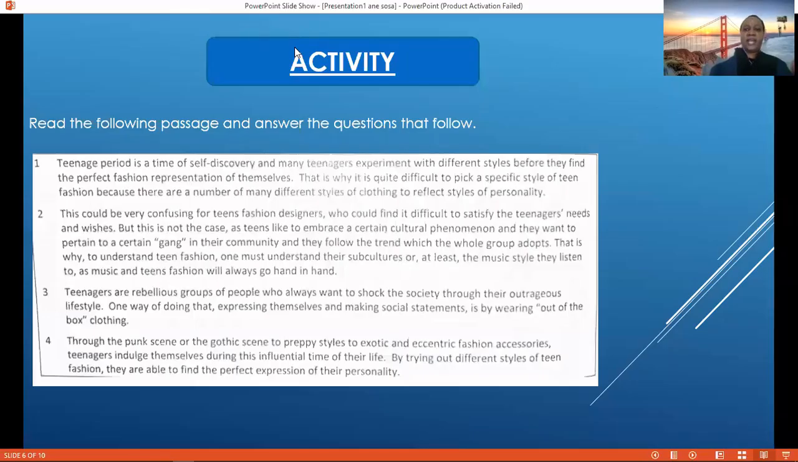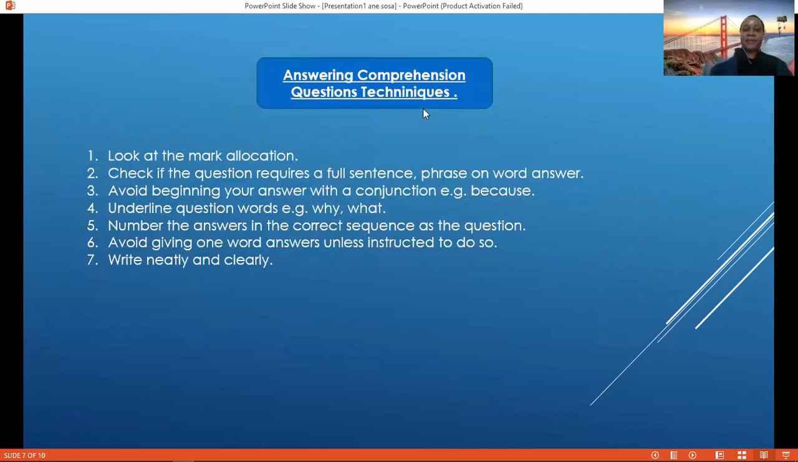Now let's look at what we need to do when we deal with the questions. Questions will come shortly, but let's look at what we need to focus on when looking at comprehension questions. These are simple techniques. Look at the mark allocation, because it will guide you as to how many points or facts you need to include in your answer.